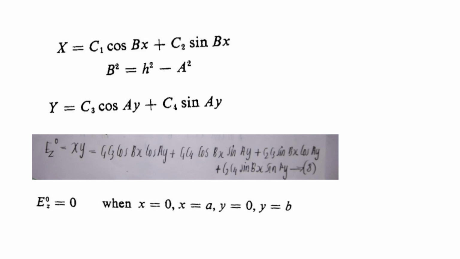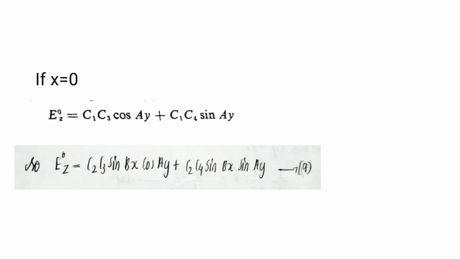The solution of equation 7 is Y = c3 cos ay + c4 sin ay, and E0z = XY, that is equal to c1 c3 cos bx cos ay + c1 c4 cos bx sin ay + c2 c3 sin bx cos ay + c2 c4 sin bx sin ay. E0z is equal to 0 when x = 0, x = a, y = 0 and y = b.